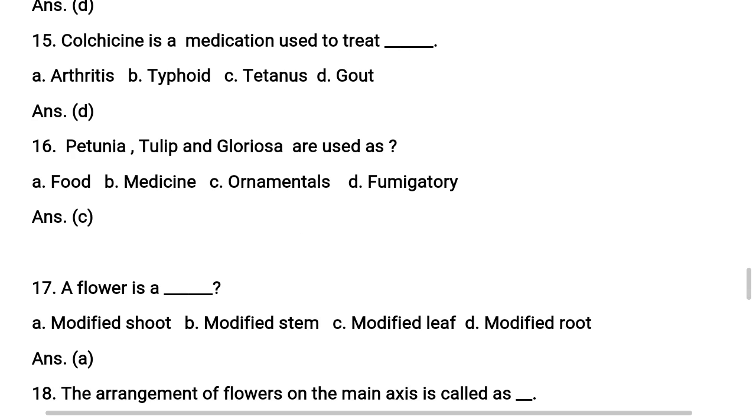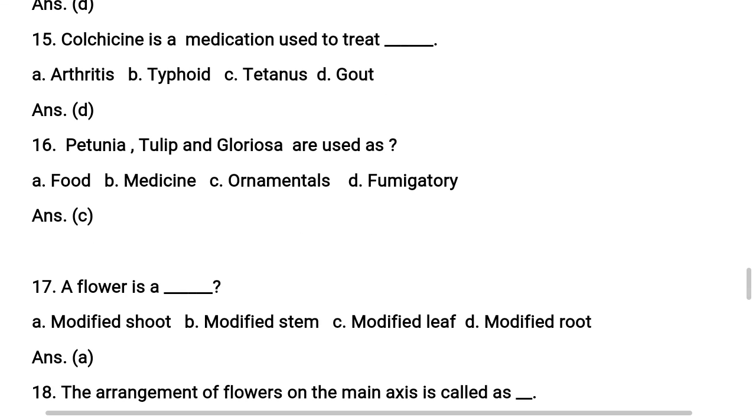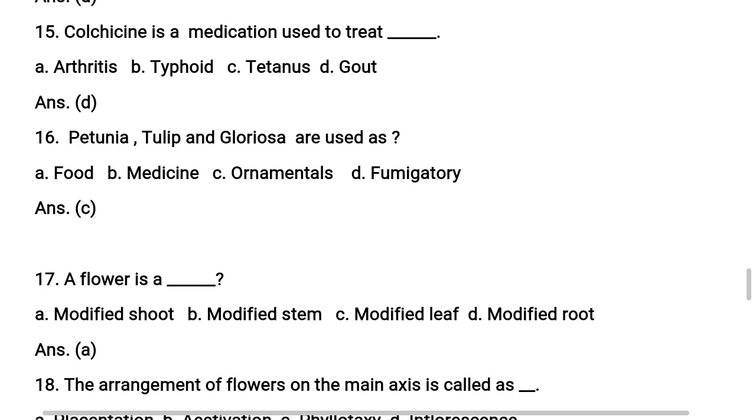Colchicine is a medicine used to treat. This is a very high level standard question for NEET examination. So this is one important point. Please make a note, everybody. Colchicine is one important drug, obtained from the plant Colchicum autumnale. This plant belongs to the family of Liliaceae, and colchicum is used for treating diseases. What are those diseases? Let's see options. A. Arthritis. B. Typhoid. C. Tetanus. And option D. Gout. So the correct answer for this question is option D. Gout.